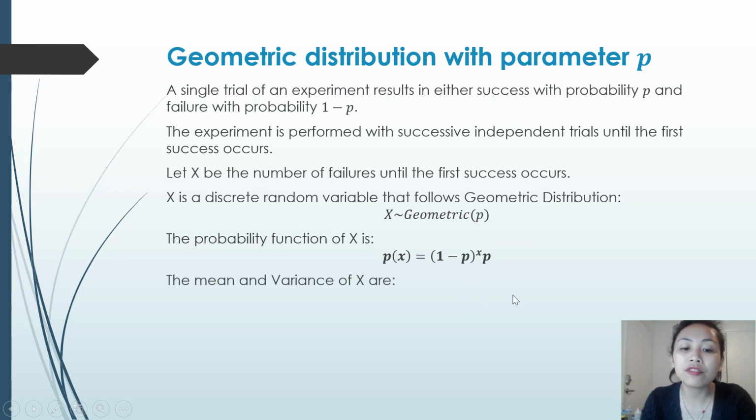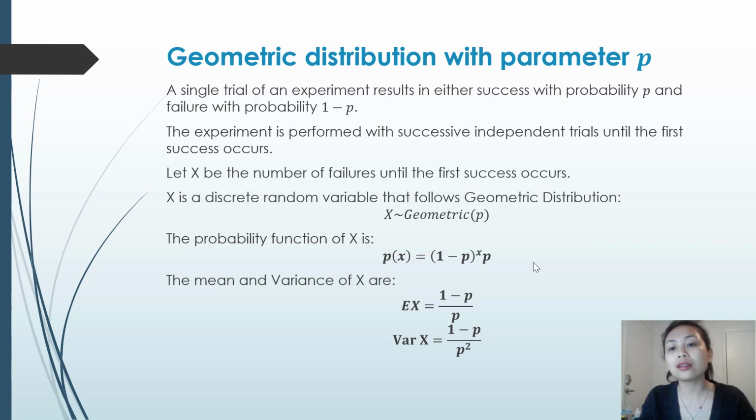And the mean and the variance of x: E of x is (1 minus p) over p, and variance of x is (1 minus p) over p squared. These two formulas can be proved using the technique of summation of x times p of x, which should derive the formulas. So that's geometric distribution. But here, the study is conducted until we have one success. Until the first success occurs.